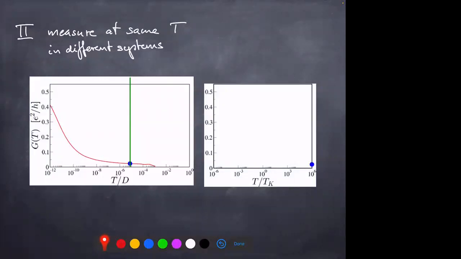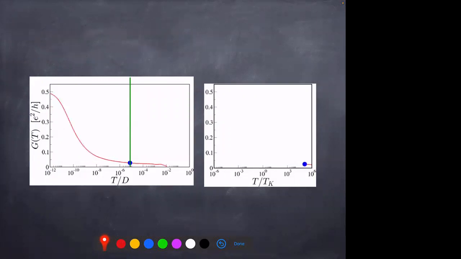So basically now what they do is, let's just assume we fix the temperature and now we change TK. And now this is how we get our curve.